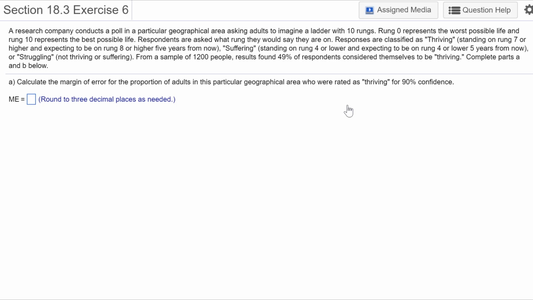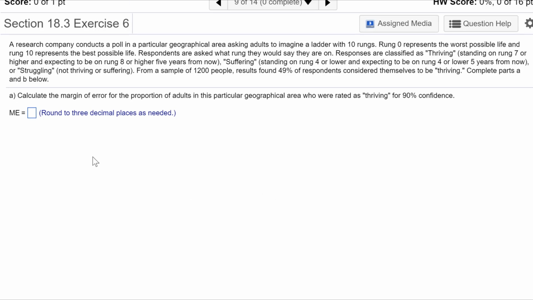So it's part A. Calculate the margin of error for the proportion of adults in this particular geographic area who were rated as thriving for a 90% confidence. Okay, so there is a formula for margin of error. It is Z star times the standard deviation of p hat. So we'll do this with the formula, and then I'll show you how to use StatCrunch to do it.